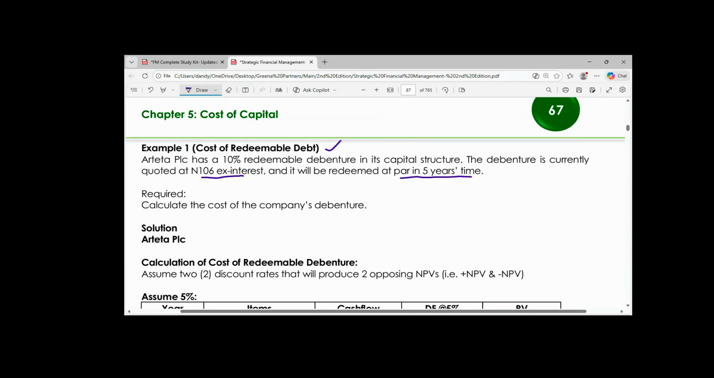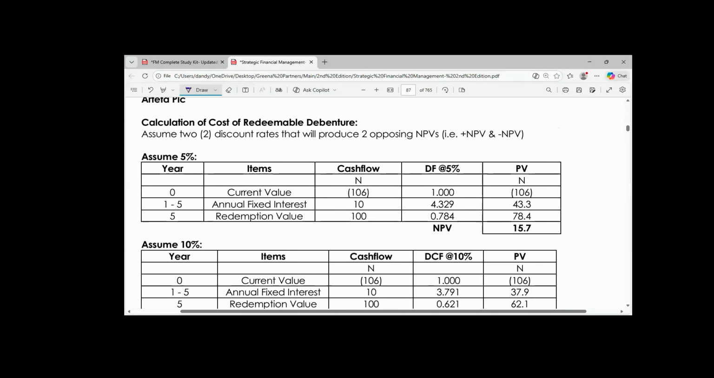But in this particular question, the examiner has told us that the debenture is currently quoted at 106 naira ex interest. That means interest has been paid. So how do I do this? Very simple. All I need to do is to assume 2 discount rates that will produce 2 opposing NPVs. Now, in my example here, you will see that I assume 5% first. Okay, I assume 5%, and I use this 5% to calculate net present value.